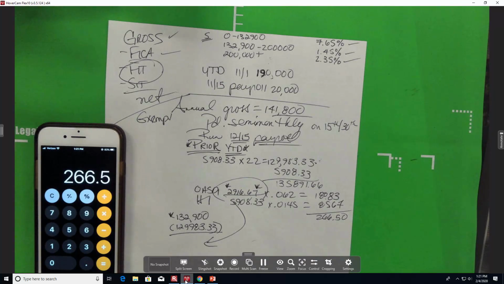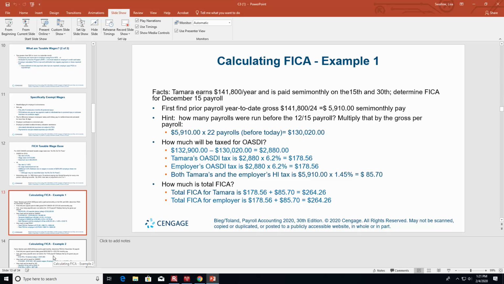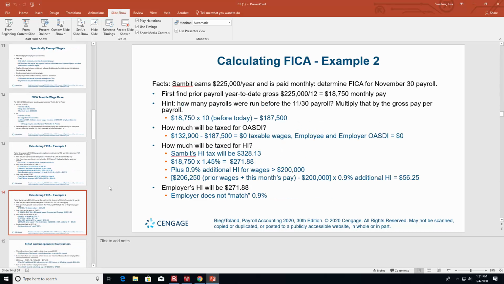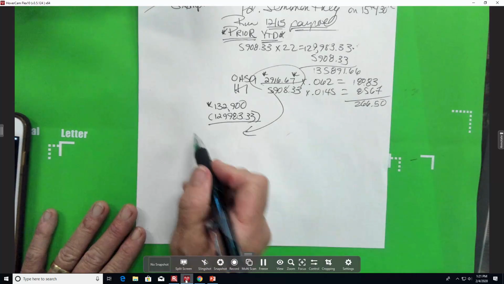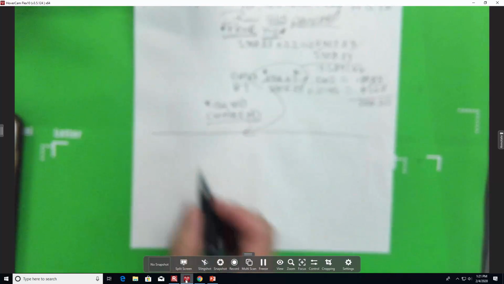All right, let's try another one of these. 225, 1130. Okay. Second question, or second example.